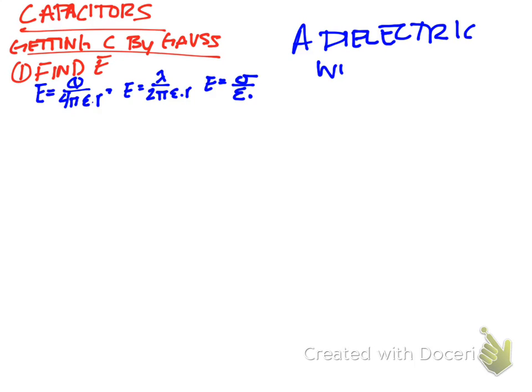A dielectric will go from epsilon naught to the dielectric constant times epsilon naught. So a dielectric will reduce the overall electric field.